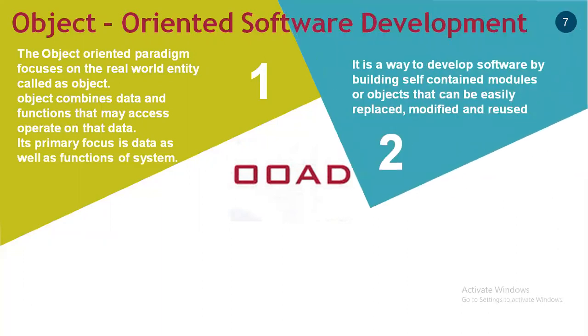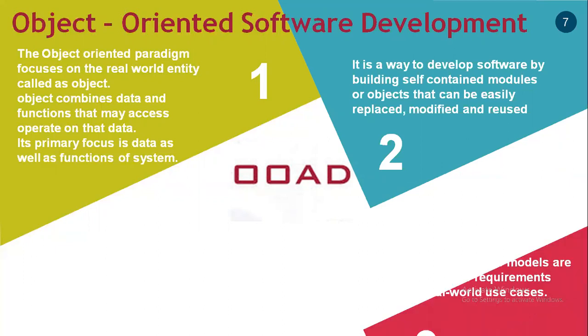Next, it is a way to develop software by building self-contained modules or objects that can easily be replaced, modified, and reused. That is a pluggable component we are creating here. We can replace it, we can modify it, we can reuse it. So object-oriented software development supports and promotes reusability.